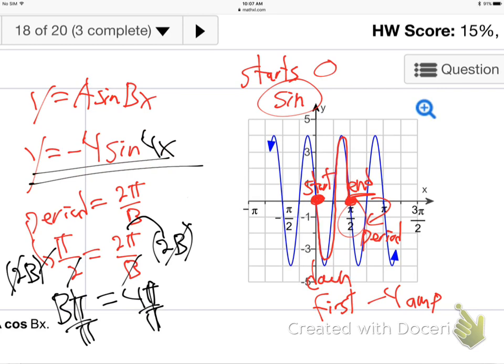Everybody good with that? How I solve for the B there? Multiply both sides by the denominator. Cancel. Questions? We all good? I move ahead.